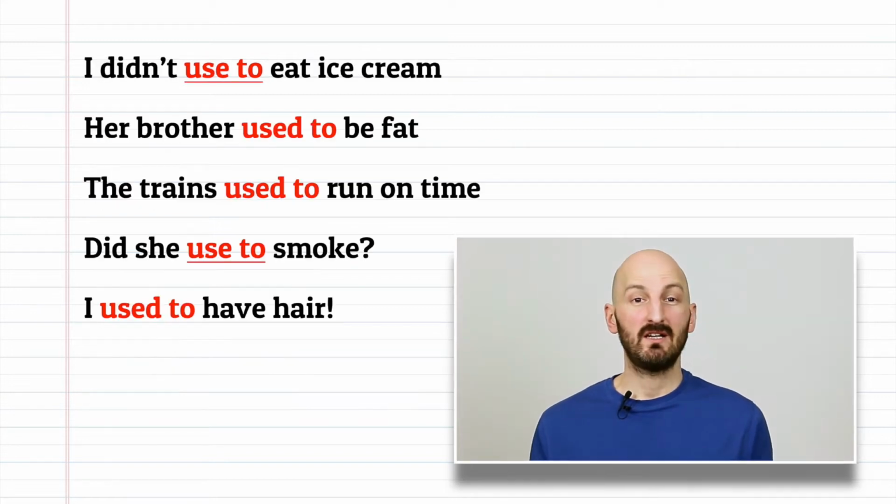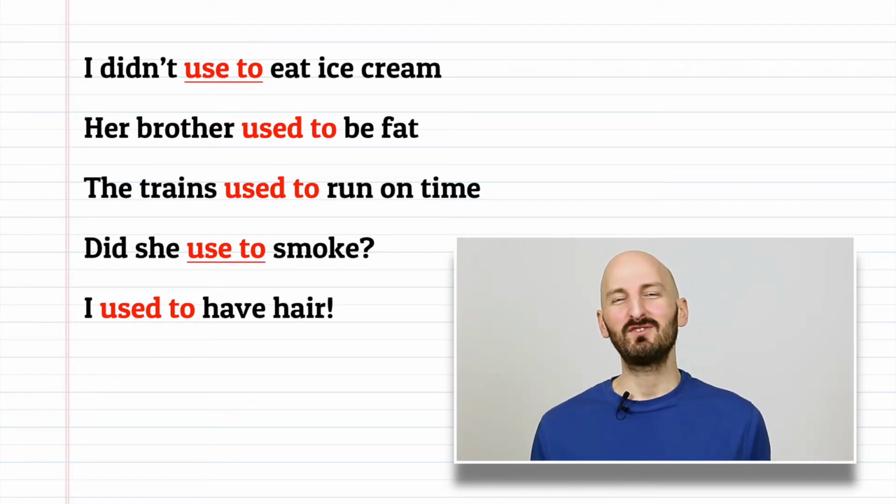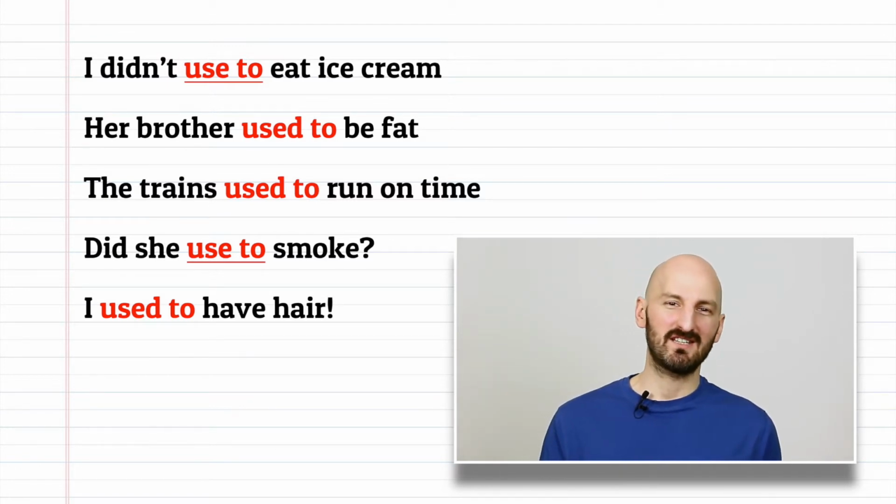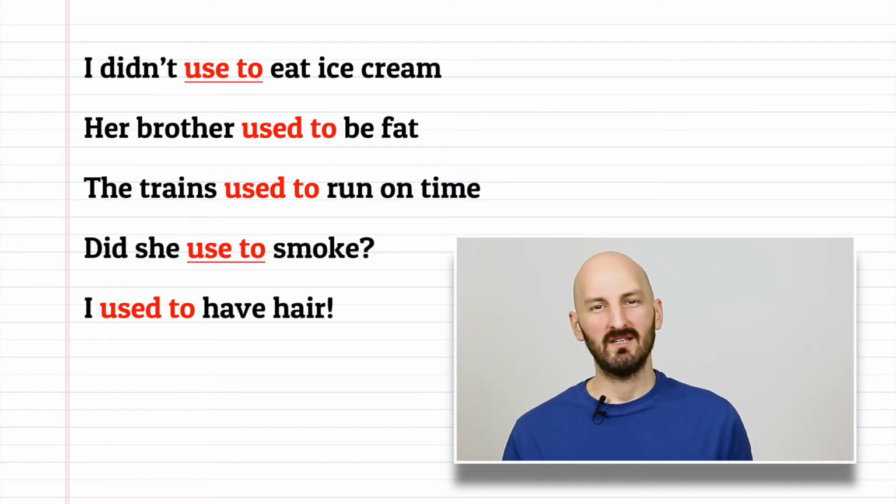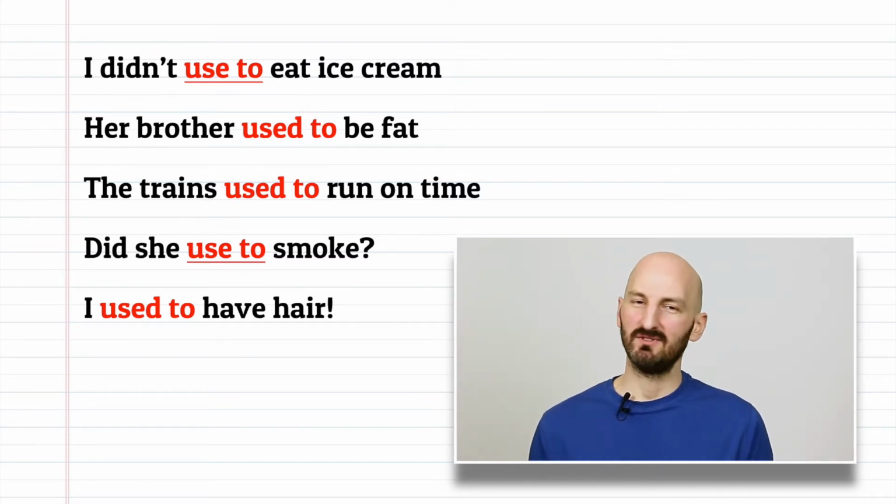Some other examples are, I didn't used to eat ice cream. Her brother used to be fat. The trains used to run on time. Did she used to smoke? I used to have hair. Notice that the form of used to changes slightly in negative sentences and questions, but don't worry, it's easy to use and we'll see it later in the video.